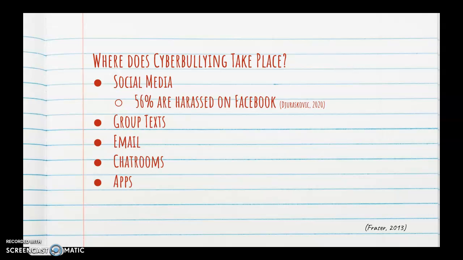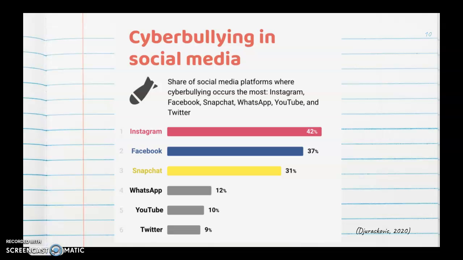Where does cyberbullying take place? Social media for the most part. 56% of students who say that they have been harassed say that it is happening on Facebook. Also, cyberbullying takes place through group texts, emails, chat rooms, and then the numerous apps that are out there that our students use.